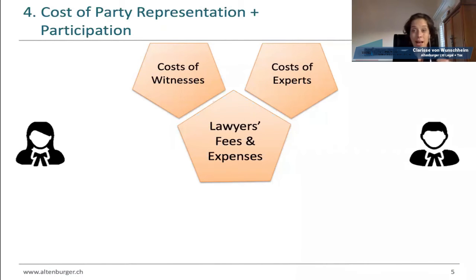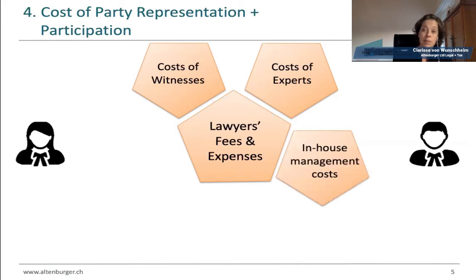It can be an accounting expert that has to review the books of a company or a certain transaction. It can be also legal experts. So those are all professional experts that will render their report against a fee. And that fee can be also quite substantial. So here we have also each time fees and expenses.